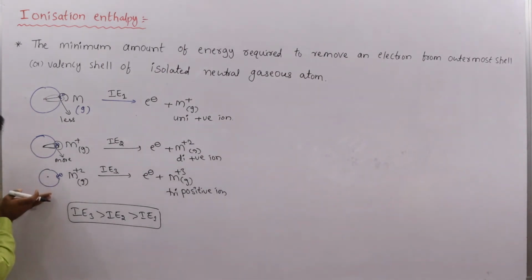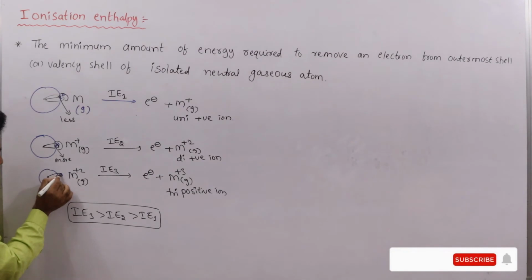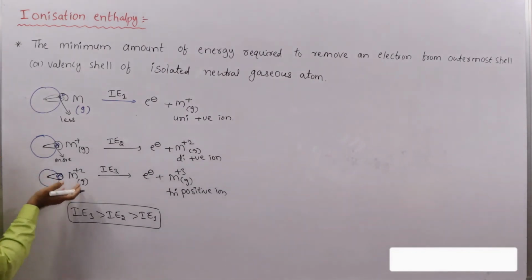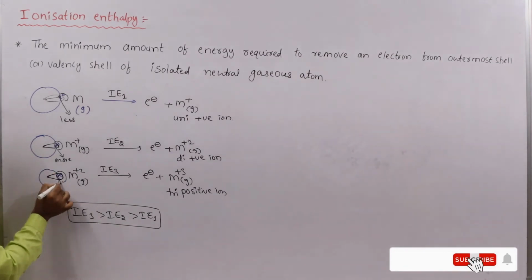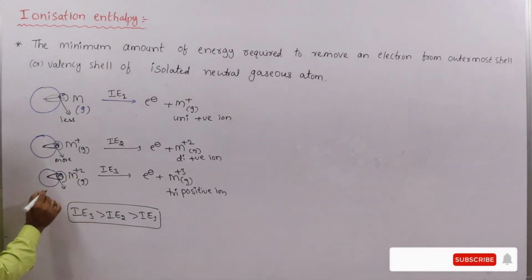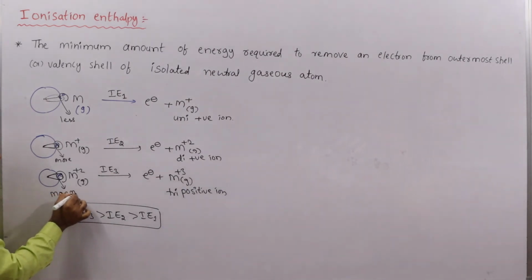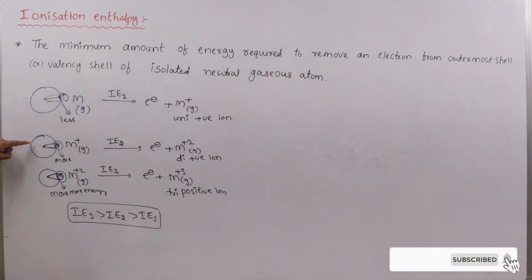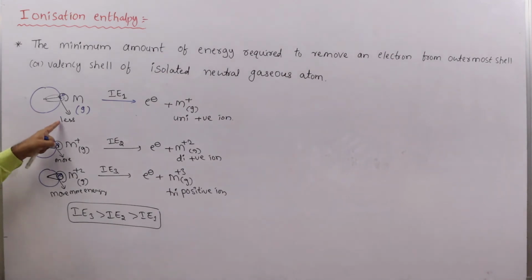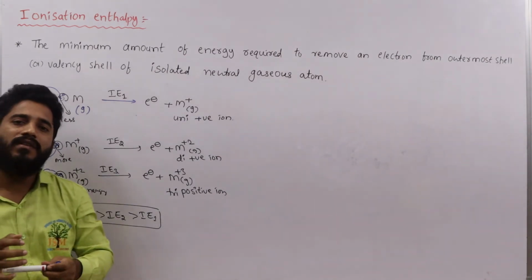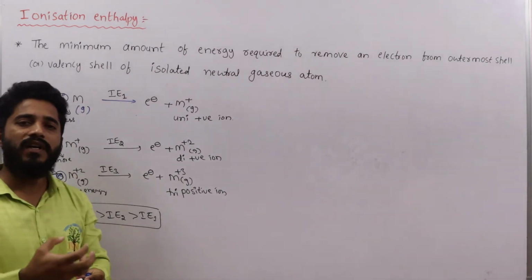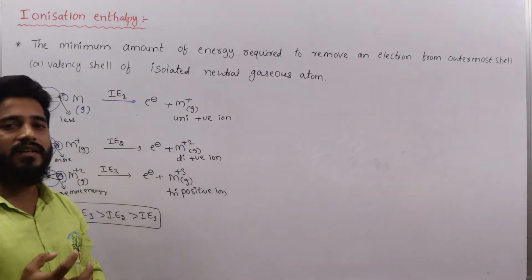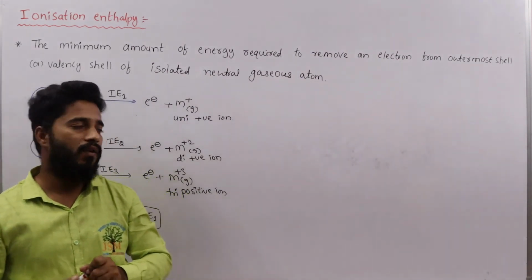From M plus to M plus 2, the size decreases still more. When size decreases more, the nuclear attraction on the outermost electron increases more and more. So to remove this electron from M plus 2, more and more energy is required. That's why we can say that as the size of the species decreases, nuclear charge effect increases. When it increases, the valence electron is attracted towards the nucleus very strongly, so more ionization energy, or ionization enthalpy, is required to remove that electron.